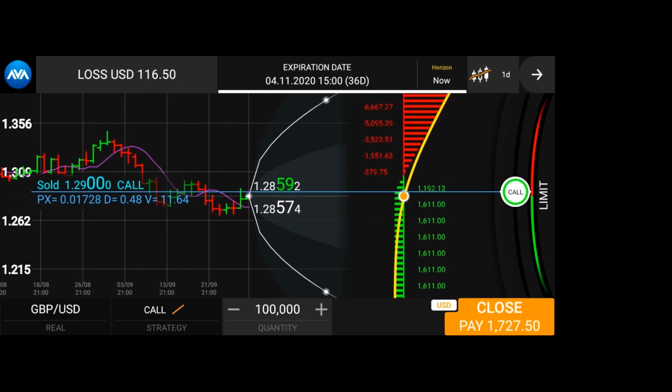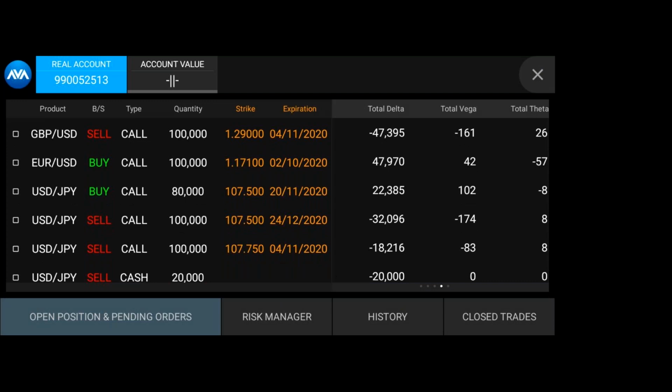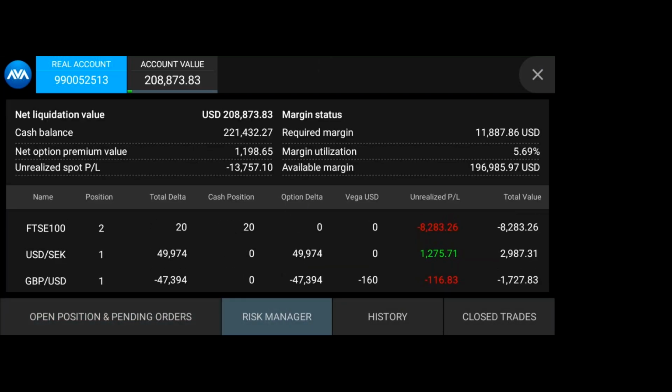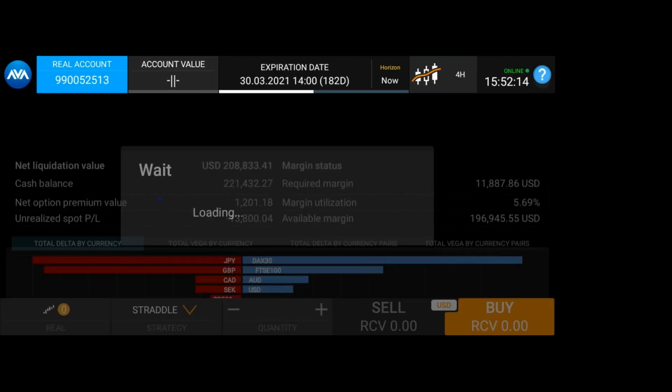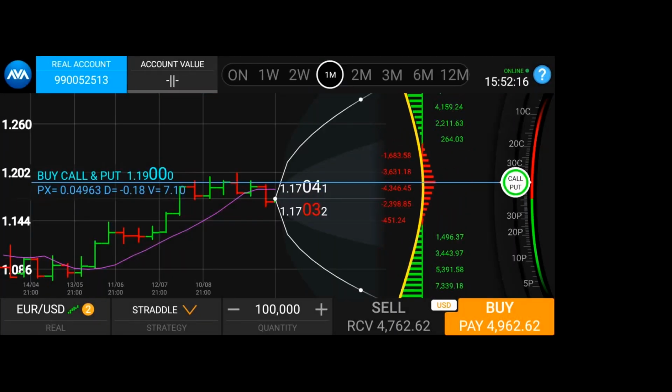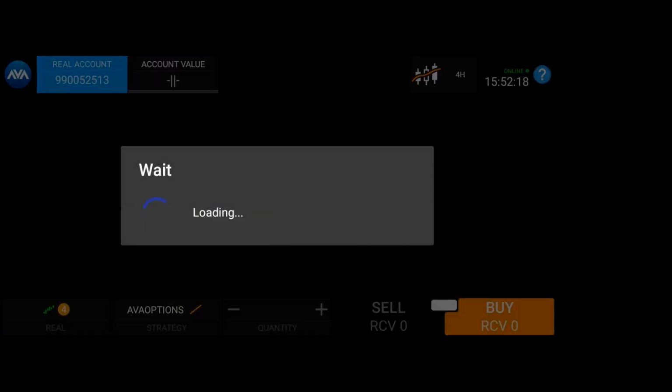Okay. Now, suppose I want to hedge this. This is saying that if the market goes up, I'm going to lose a whole bunch of money. My net exposure is just as if I'm short 47,000 of spot. So if I want to hedge that, look at the risk manager. If I want to hedge that, I should buy 47,000 of spot. I'm short 47,000. So let's say we go ahead and buy 50,000 of cable.